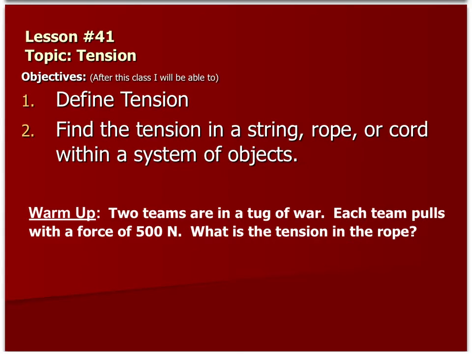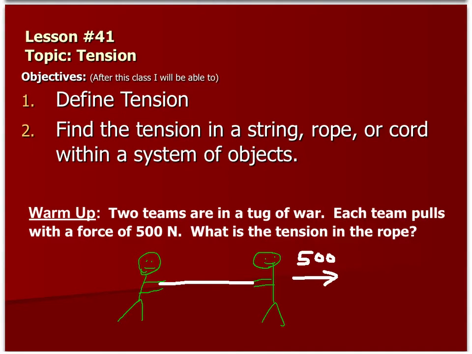For the warm-up, I want you to picture two teams playing tug of war. So we'll just draw these teams as individual people. They are going to be pulling on this rope between them with a force of 500 newtons, in opposite directions of each other in an effort to win. So think about what the tension is going to be in this rope, if I put a little spring scale here that would measure that tension.